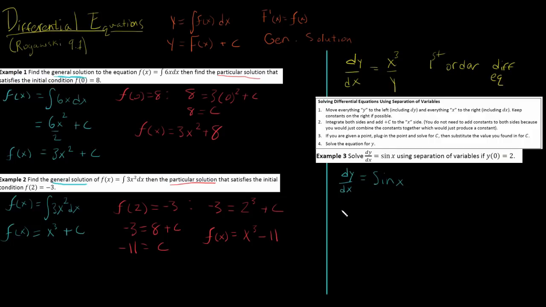So we can do it by multiplying, so dy equals sine of x dx. Okay, so step 1 is done. Step 2, integrate both sides and add plus c to the x side. So we're going to take the indefinite integral of both sides.